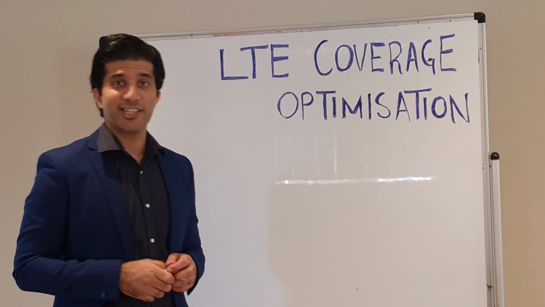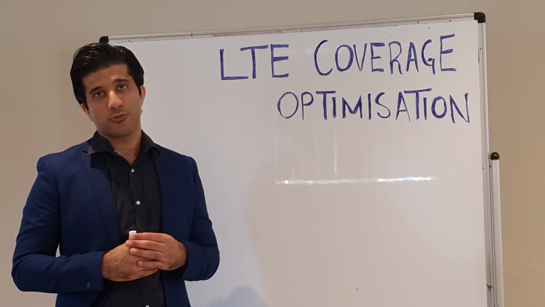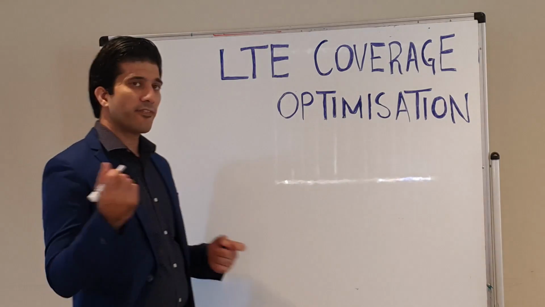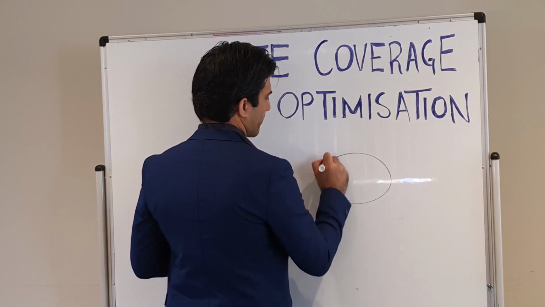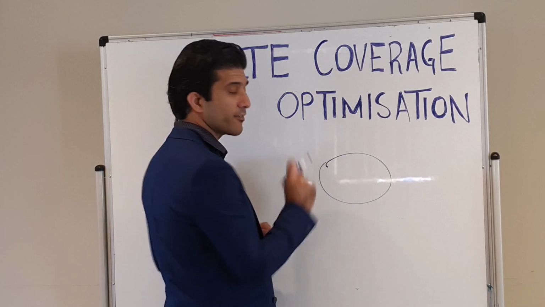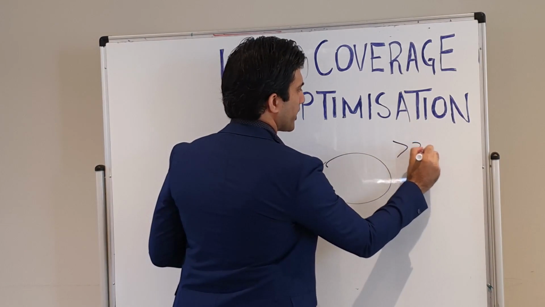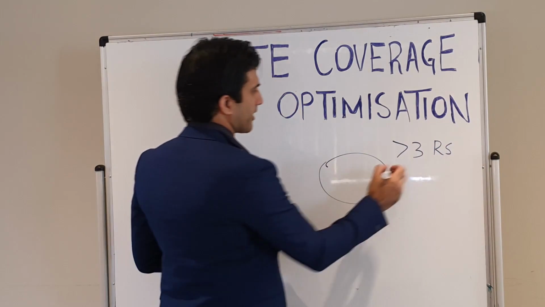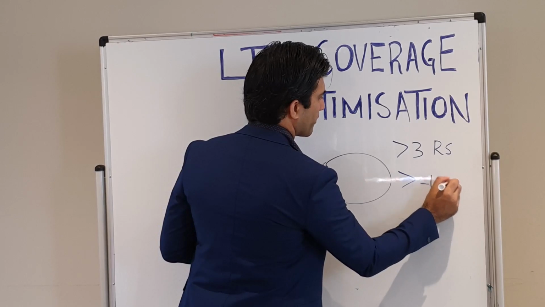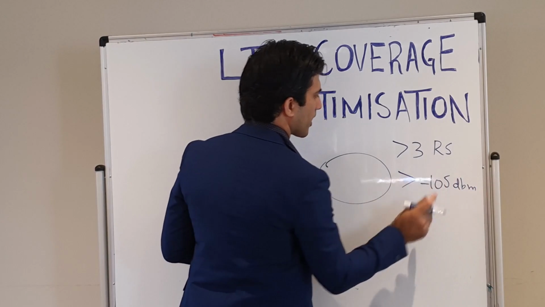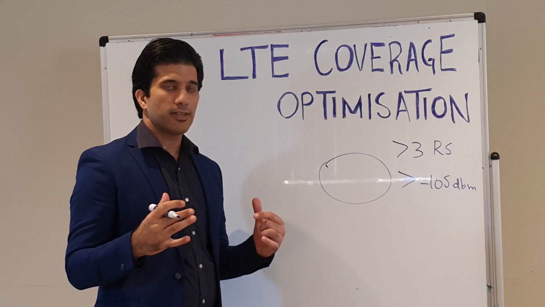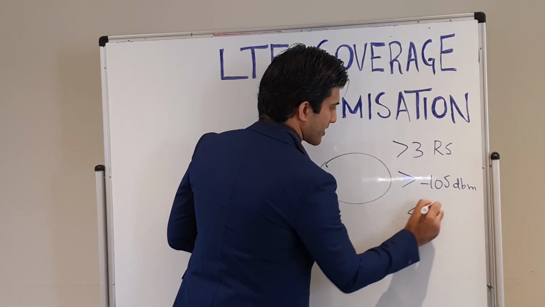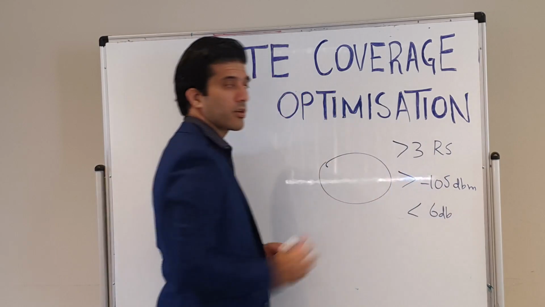So what are the criteria that we use to decide that we have an overlapping issue? A general rule of thumb is that if in a coverage area we have more than 3 RS which are greater than -0.05 dBm, and the strongest reference signal is less than 6 dB from the rest of the two.